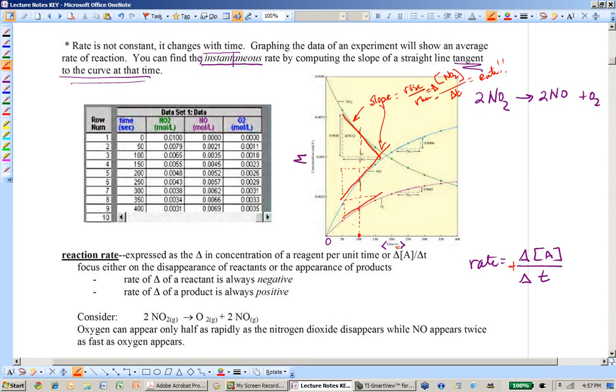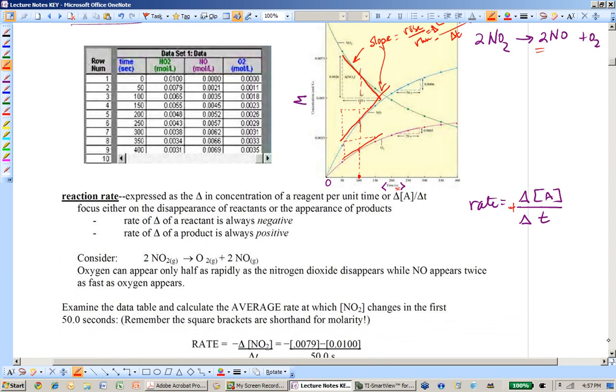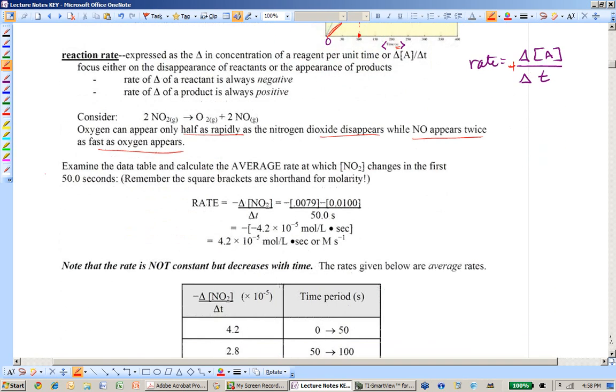Note it's also positive. Note that these two lines, the oxygen line and the NO line, are not equivalent. Note they do not have the same coefficient. Stoichiometry matters. I know that shocks you. So what we're really saying is oxygen, as you can see by the purple line on this graph right here, can appear only half as rapidly as the nitrogen dioxide disappears, while NO is appearing twice as fast as oxygen disappears. In other words, you have to respect the stoichiometry. So this is essentially in text telling you exactly what I just talked about.